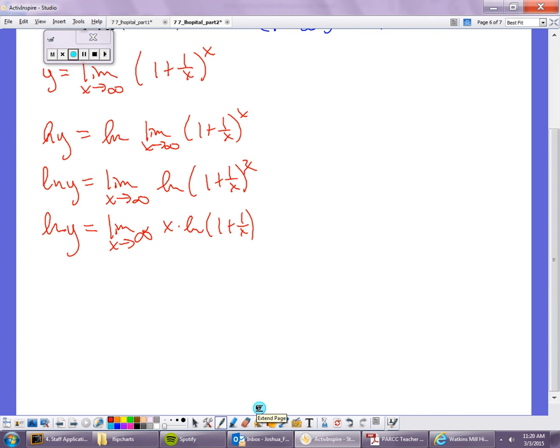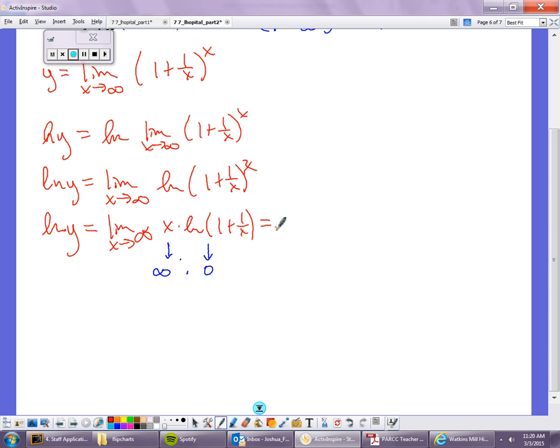If I try direct substitution on this, I've got infinity times ln 1. 1 over infinity is 0, so I end up with ln 1, which is 0. So I've got infinity times 0. I don't know what that means; that doesn't give me any information. So I'm going to use L'Hopital.